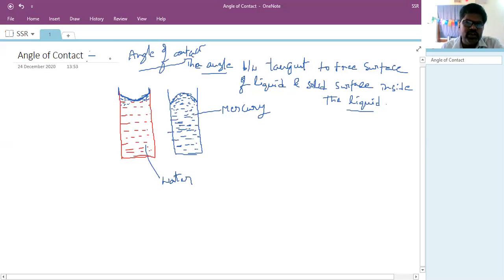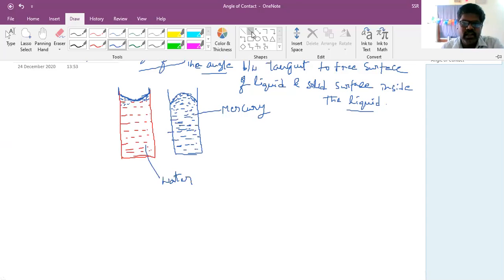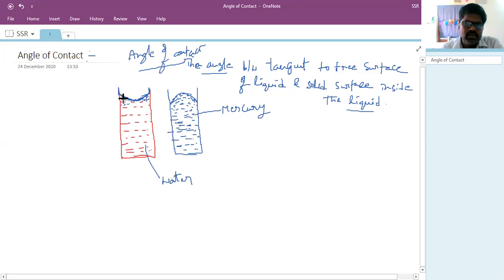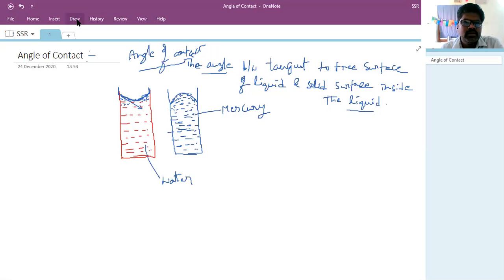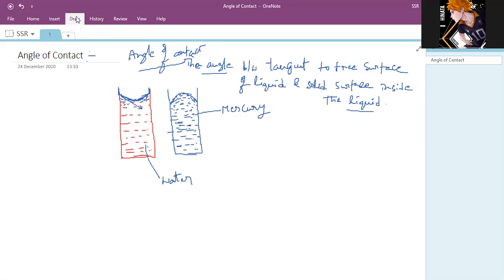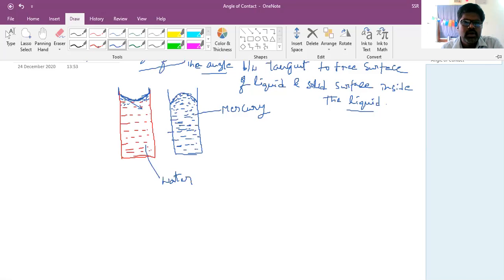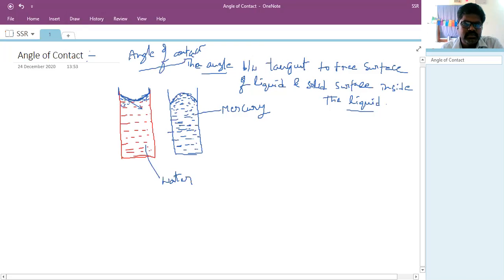What is the tangent to the free surface? You can see the free surfaces I have taken. One is a concave shape, the other is a convex shape. Suppose you take the tangent to this concave. This is the diagram. You can see here this is the tangent to the concave. Are you able to see the tangent arrow symbol? Yes, sir. Yeah, that is the tangent to the concave shape. Now, what is the angle? This is the angle, let us say theta.